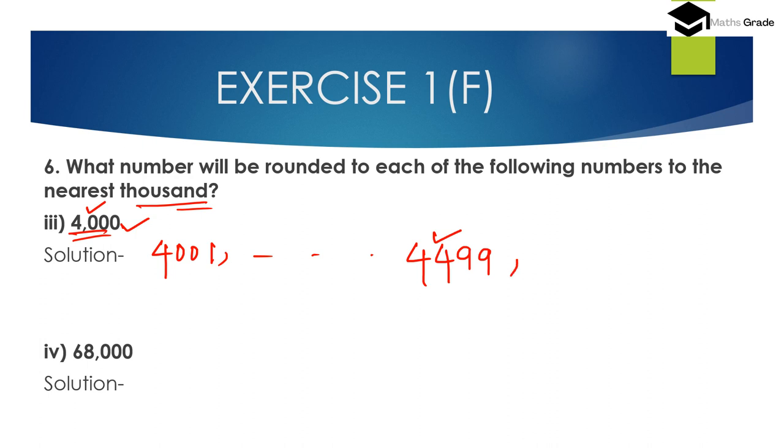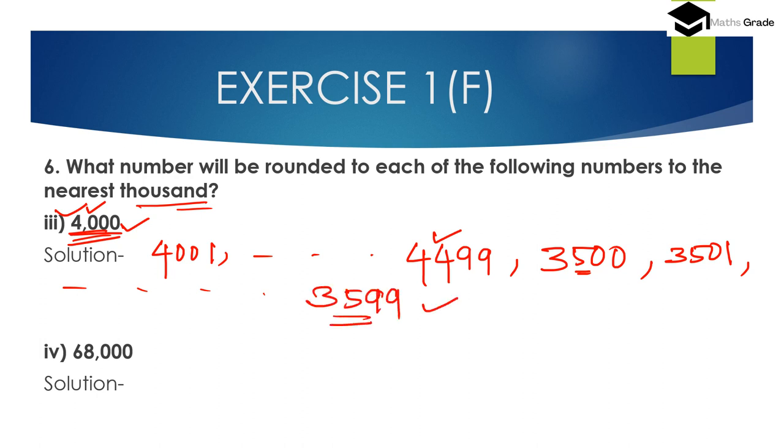Now if we use more than 5 in the 100s place digit, we have to add 1 to the 1000s place digit. Now this 100s place digit is 5, which is more than, that is equal to 5, so we have to add 1 to the 1000s place digit. Here this 1000s place digit 3 changes to 3 plus 1, which is equal to 4. So this 3500 rounded up to the nearest 1000 will be 3 plus 1 is 4, and this 5 changes to 0. So it is 4000, which is the 4000 given. Now 3501 up to 3599 rounded up to the nearest 1000 is 4000. Now these are the numbers rounded up to the nearest 1000. The numbers will be 4000.